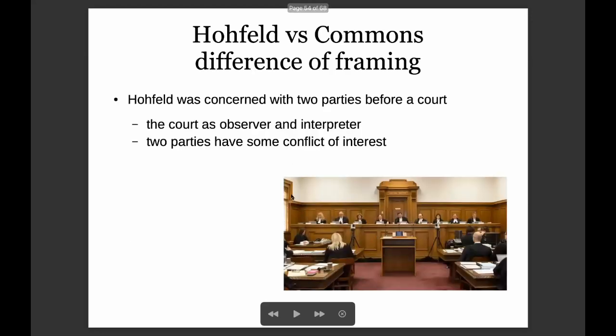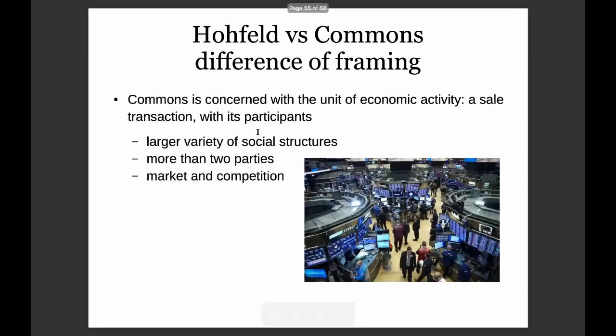So how does Hohfeld compare with Commons? Hohfeld was concerned with two parties before a court. The court observes and interprets the facts. The parties have some conflicts of interests, which is made clear by the normative relationships. Commons is concerned instead with the unit of economic activity, a sale transaction with all its participants. There is a larger variety of social structure involved, and market and competition are also part of the picture.